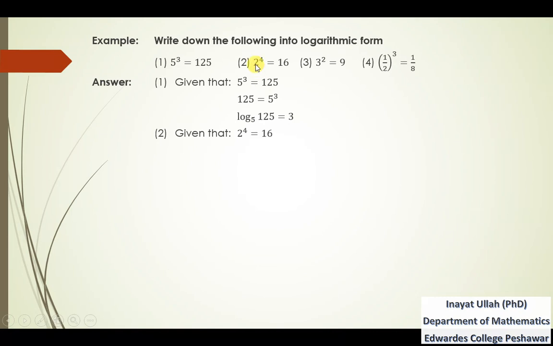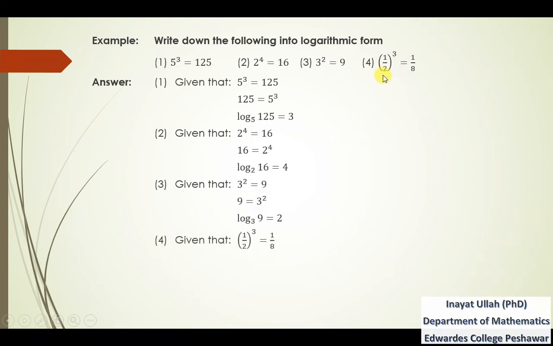Similarly, 2 power 4 is equal to 16. Rewriting this equation, writing 16 on left side, 2 power 4 on right side, and convert this exponential form into log form. How could we convert? Log to the base 2, 16 is equal to 4. Similarly, the third question is 3 square is equal to 9. Rewriting this equation as 9 is equal to 3 square, and now convert this equation to log form. Log to the base 3, 9 is equal to 2.